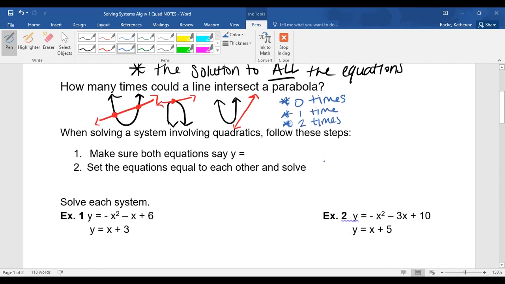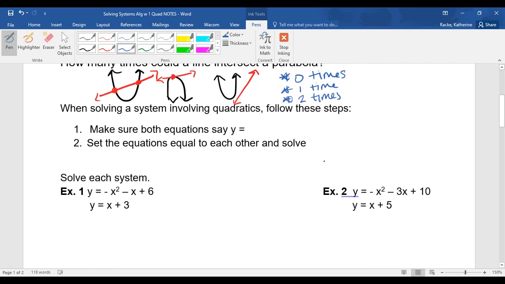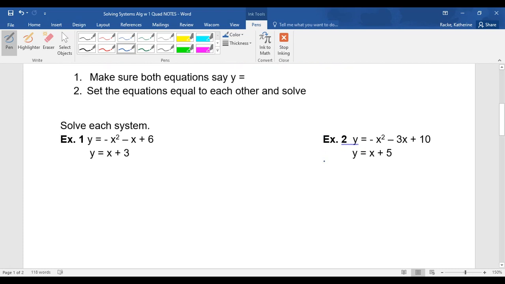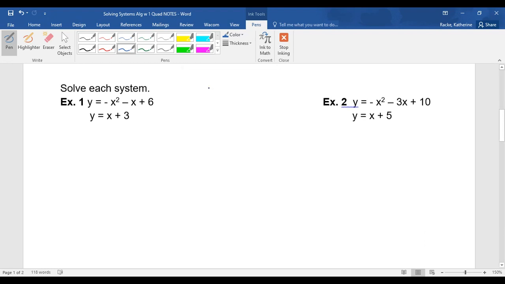Alright, so when solving a system involving quadratics, you need to follow these steps. You need to make sure both equations say y equals, and then you need to set the equations equal to each other and solve. So that's what we're going to do with example 1 here. As you can see, I have two equations here. I have y equals negative x squared minus x plus 6 and y equals x plus 3.